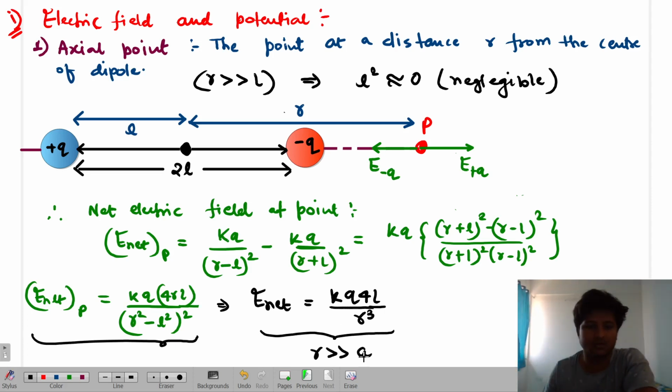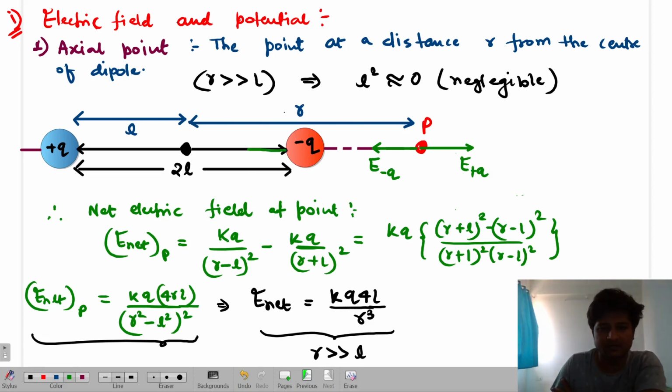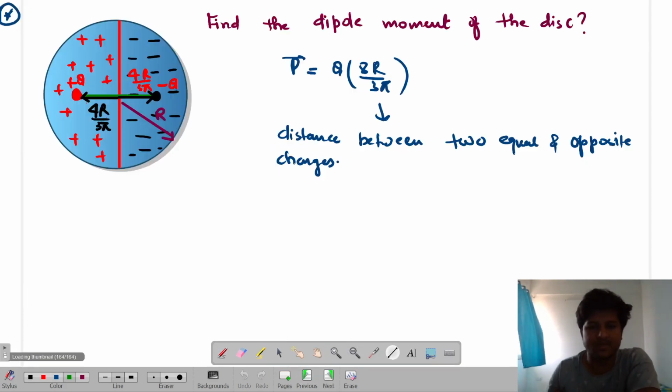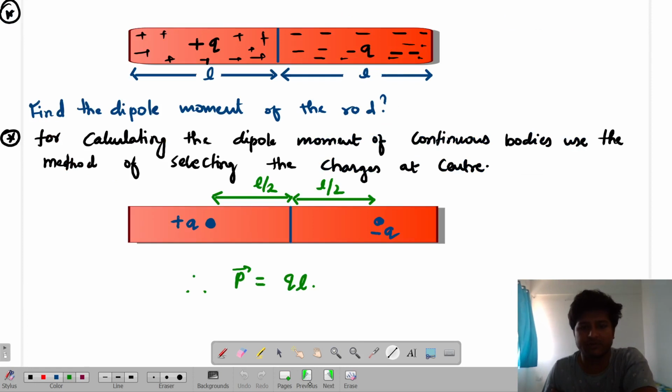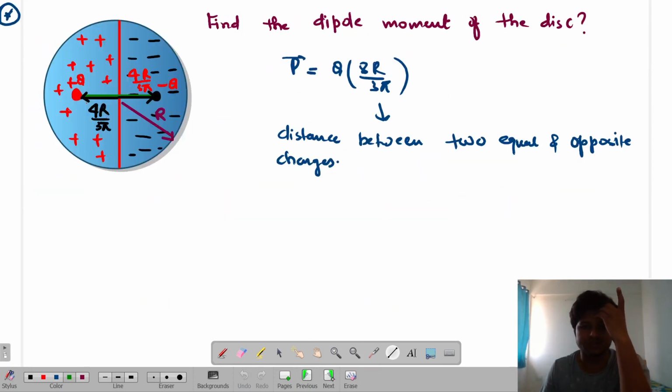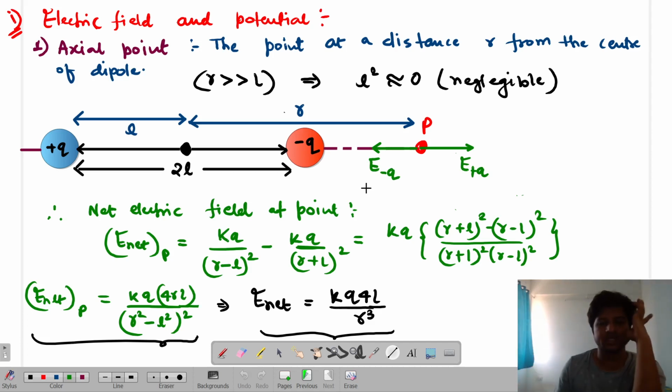Now look over here. If I look at the dipole moment, it exists from the negative charge towards the positive charge, isn't it? Dipole moment is, look over here, what we define: from negative charge towards the positive charge. So see here, although the net electric field is towards the charge only, the dipole moment will still exist along this direction. Is that clear? Are you able to get me?